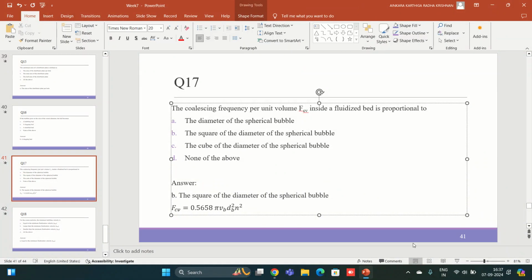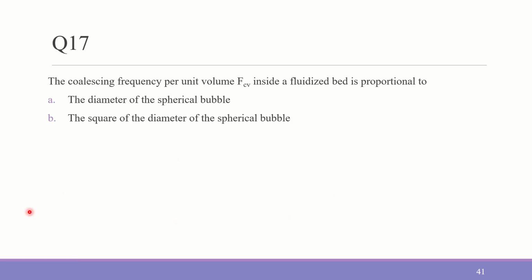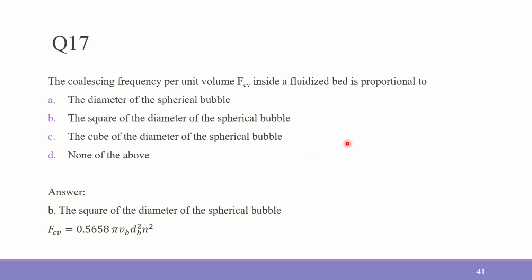I don't know if you remember, but the coalescence frequency per unit volume is proportional to the square of the diameter of the spherical bubble. FCV is proportional to the square of the diameter of the spherical bubble. Option B is the right answer. The formula for coalescence frequency per unit volume inside a fluidized bed is FCV equal to 0.5658 times pi times VB times dB square times n square. This dB has a square, so it is the square of the diameter of the spherical bubble. So the answer is option B.